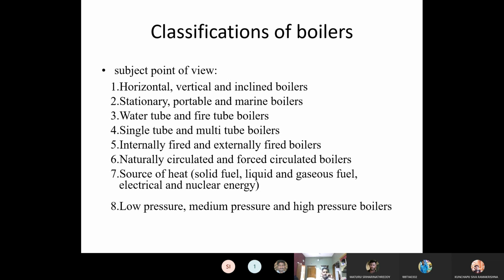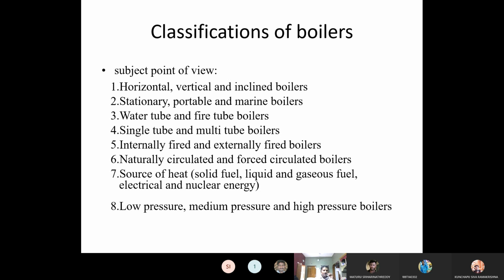As the hot gases flow through the tubes, because of the temperature difference, heat will be transferred from the hot gases to the water present outside of the tube surfaces. So this increases the temperature, and the formation of steam takes place. This is the thing.